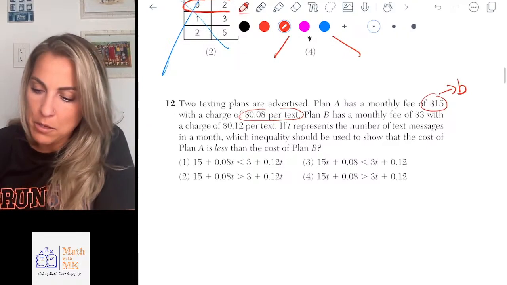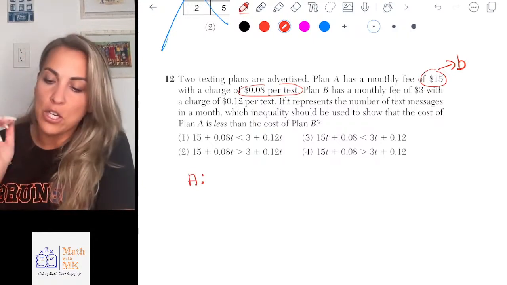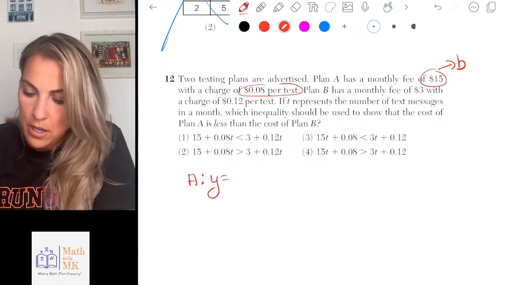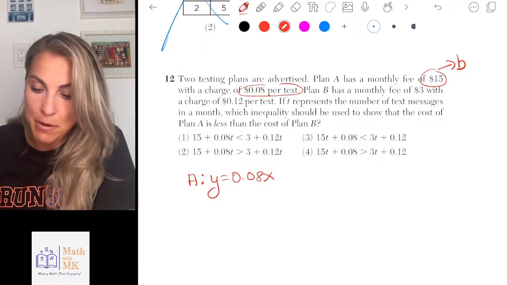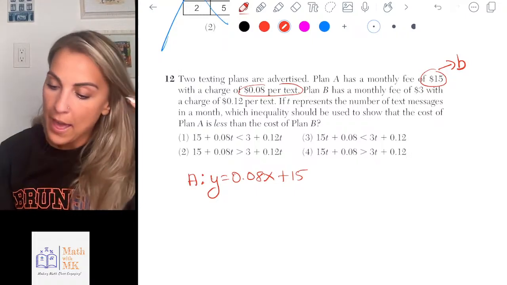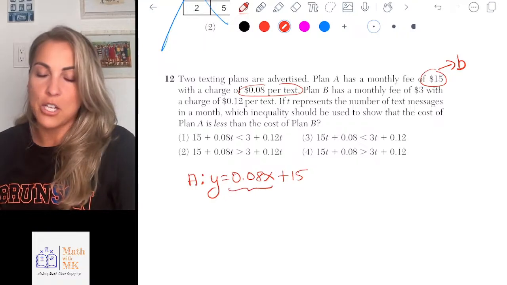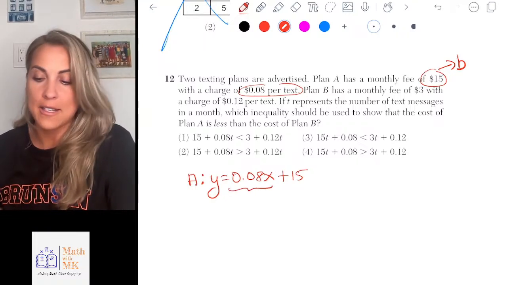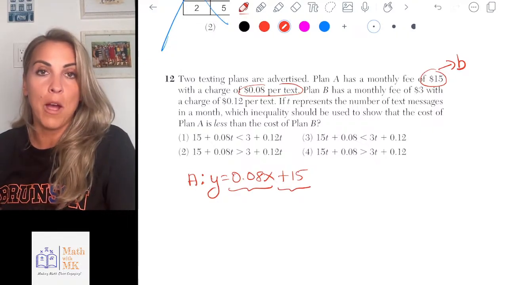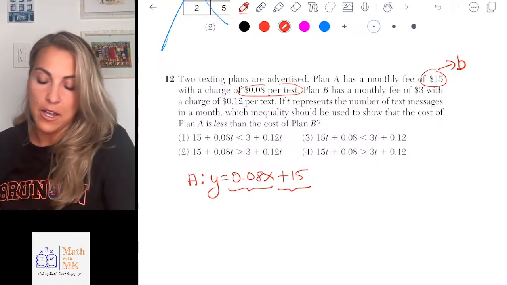So I'm actually going to come down here and organize this a little for myself. Plan A, I can already write the equation for it. I know that plan A is going to be y equals 0.08x, because that's my rate of change, plus 15. All right, so this shows me that if x is the number of texts, I'm paying 8 cents per text. This multiplication right here shows me 8 cents per text. Plus, I have to pay $15 per month no matter what. Okay, so if we're only talking about 1 month, I'm just doing plus 15 for that one time in the month. So that's the equation for A.